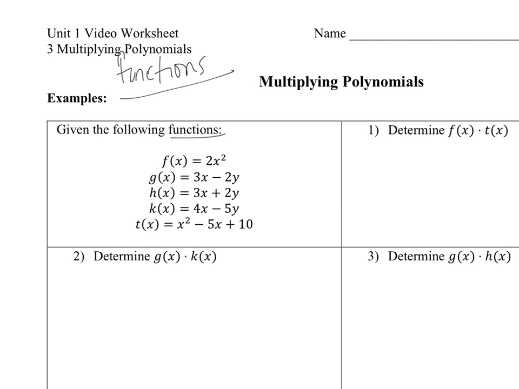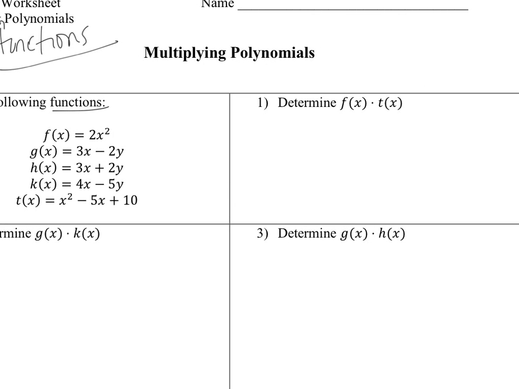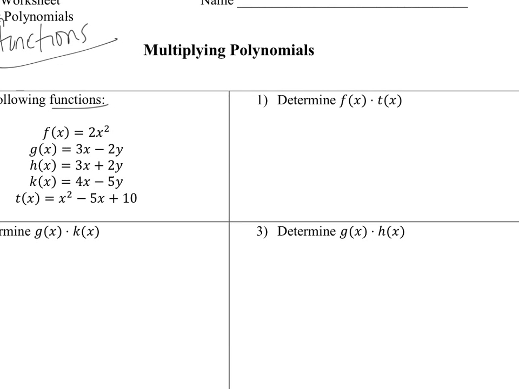Work through these problems. You may not see it constantly when I'm doing it because I only have a finite screen here. Okay, this one says f of x times t of x. So we find f of x is here, t of x is here. We're going to multiply these two together. So f of x is 2x squared, and t of x is x squared minus 5x plus 10.